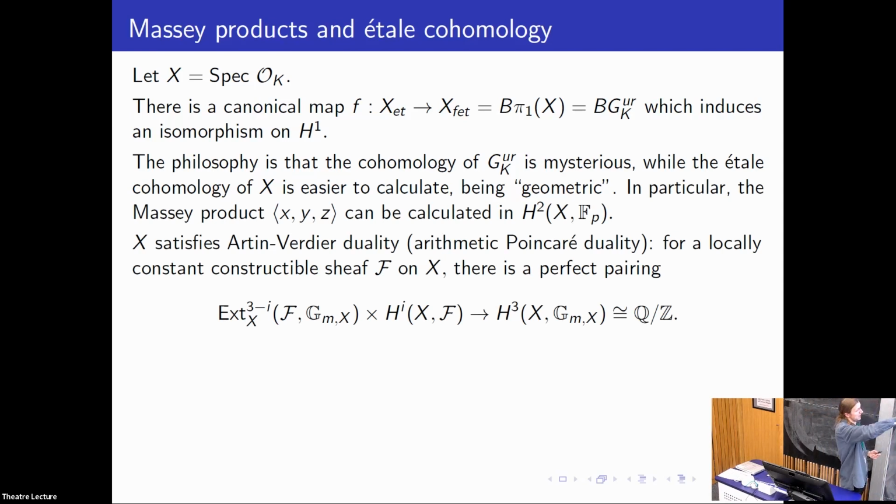So it says that if you have a locally constant constructible sheaf F on X, you have this perfect pairing, going from Ext^{3-i}(F, G_m), where G_m is the sheaf of the multiplicative group, times H^i(X, F). You can cup these together and get something in H^3(X, G_m), which is then isomorphic to Q/Z. So there is a perfect duality between these groups.